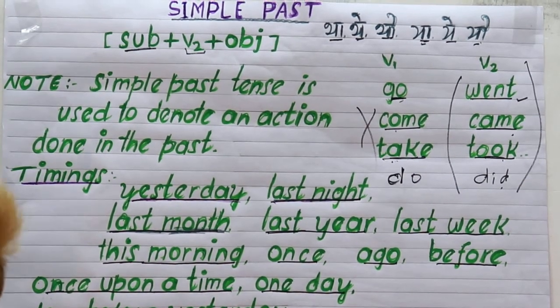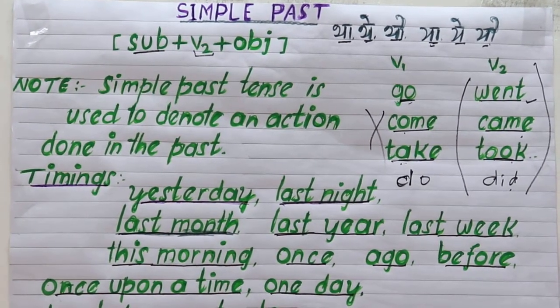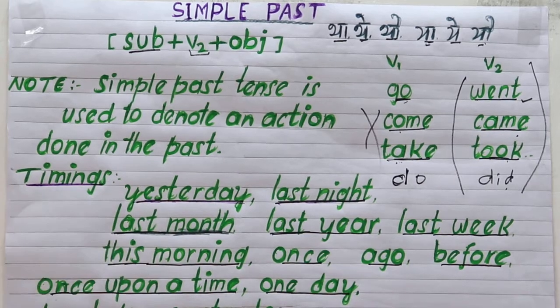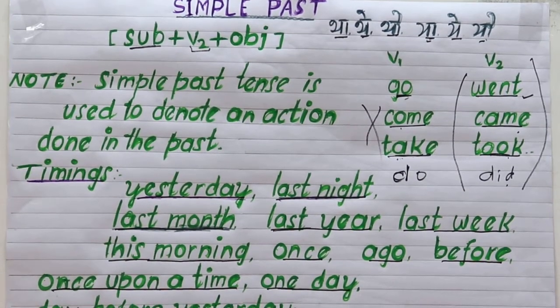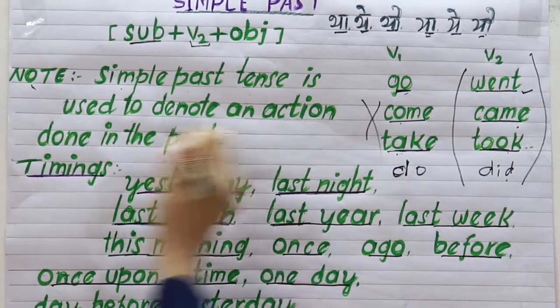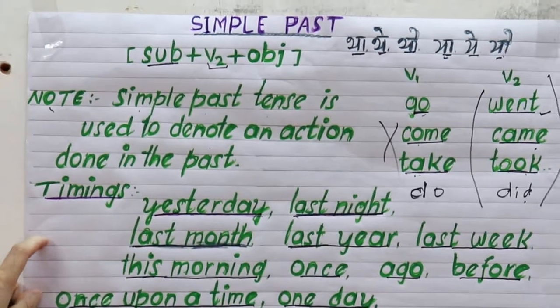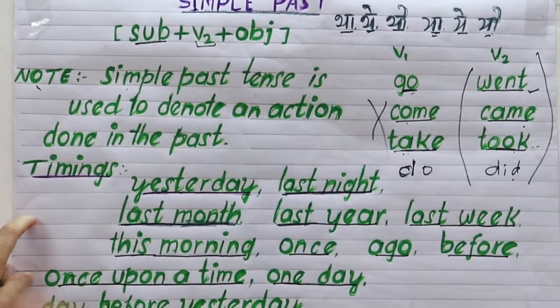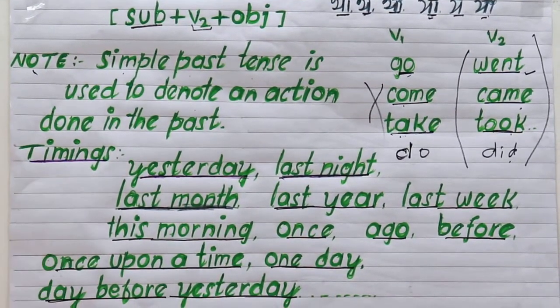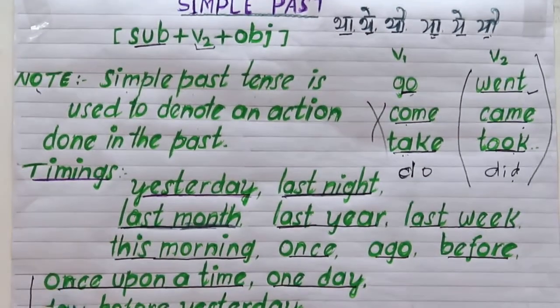I will make next video for complete regular and irregular verbs, but today I am teaching you simple past tense, right? So how can you know that the sentence is past tense? You see here or not? Simple past tense is used to denote an action done in the past. जो भी काम past में हुआ, कल हुआ, परसों हुआ, पिछले साल हुआ, तो we use past tense, right, in this sentence. So these are the timings. ये timing है, आपको learn करना है.